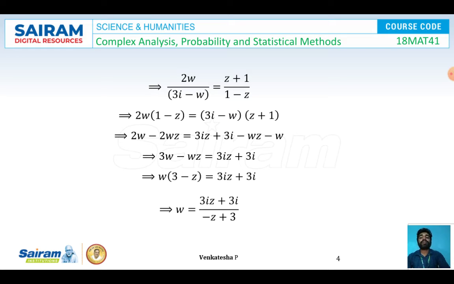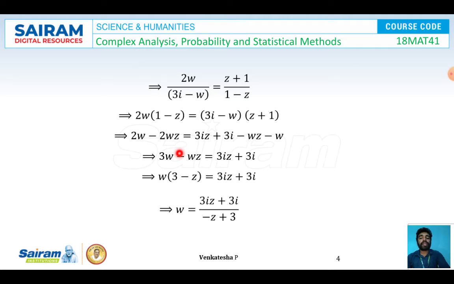So it implies by multiplying 2w inside, I'll be getting 2w - 2wz. Multiplying this (3i - w) with (z + 1), we'll be getting 3iz + 3i - wz - w. So after simplifying this, taking this w to LHS, it will become 3w, and taking this term also to LHS, I'll be getting -wz. So I got 3iz + 3i.